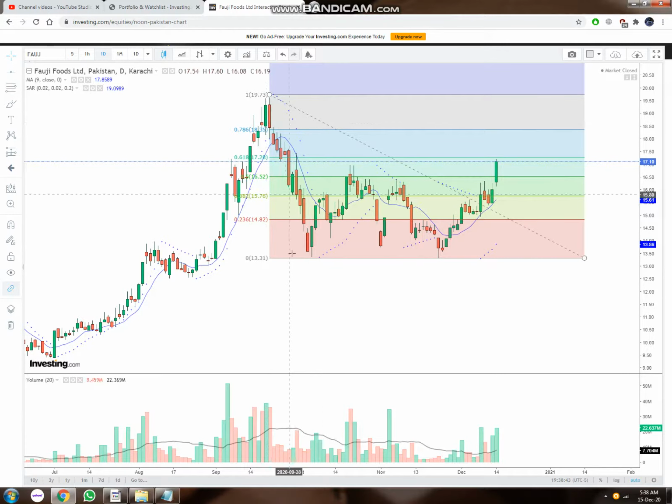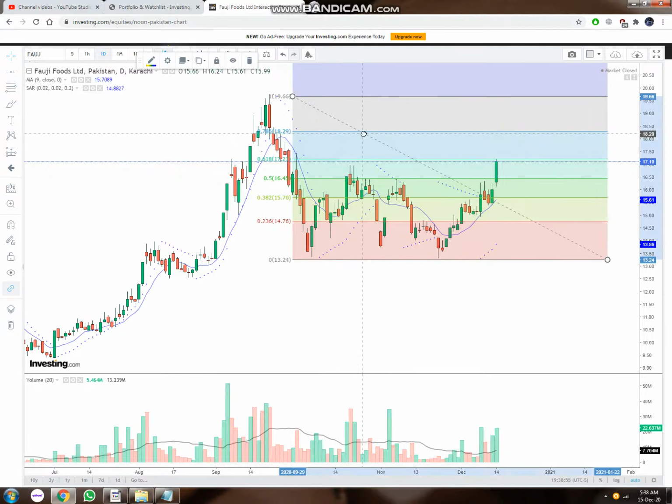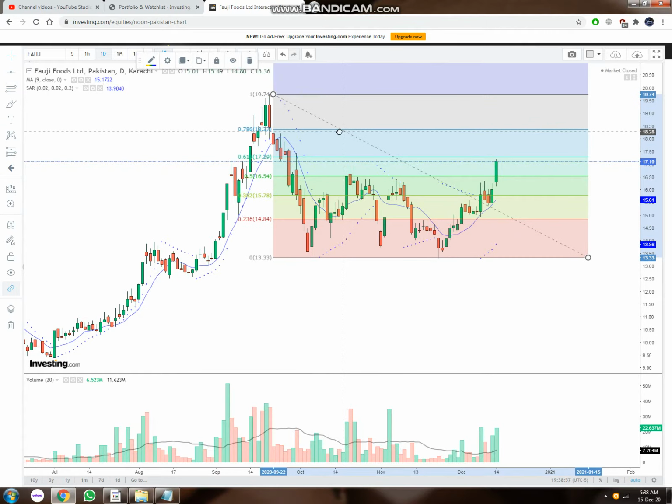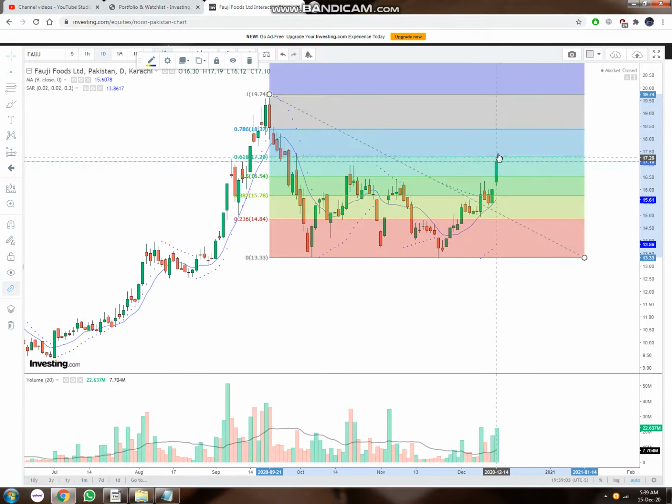Now as you can see, as it came down and went up, you can see up to the 61 level it moved and then came down. Again it moved to, what level is it, the 50% retracement level. As you can see, again it came down and this time it broke the 50 and now it is close to 61. So we'll have to wait for it to show us where the pullback might occur.